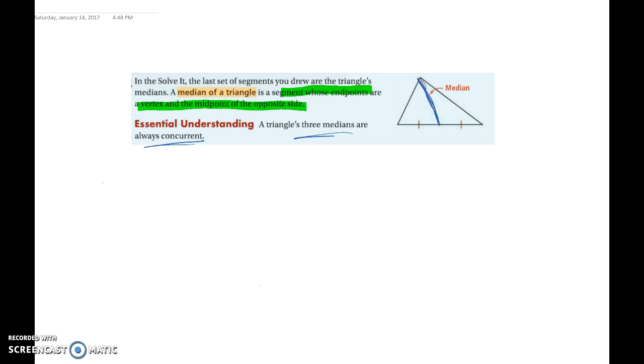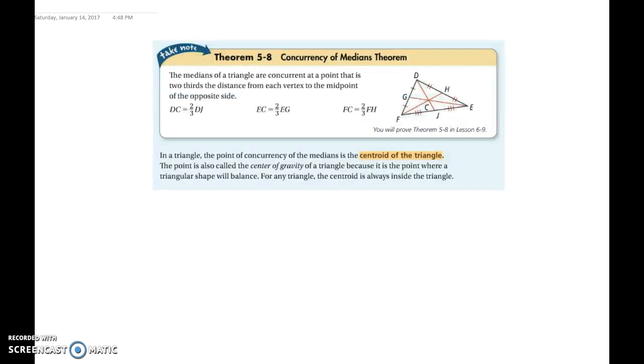Now, just like our circumcenter and incenter had special properties, our median has a special property as well. Where our medians intersect, that point of concurrency is called the centroid of a triangle. So when we say centroid, it's where all 3 of our medians intersect. This centroid is also called the center of gravity, meaning if you try to balance a triangle, you would have to balance it at its centroid.